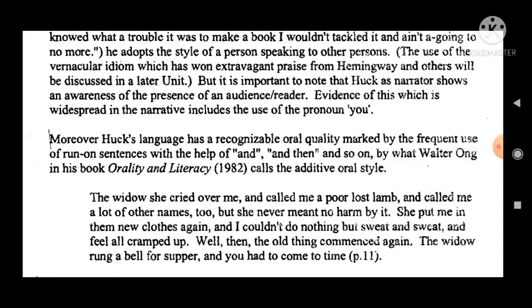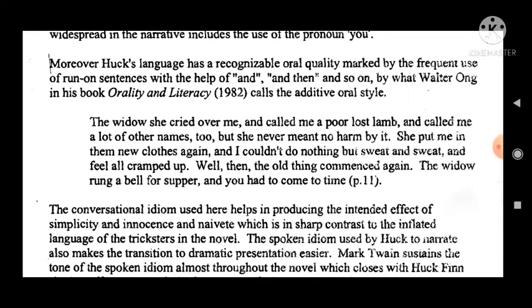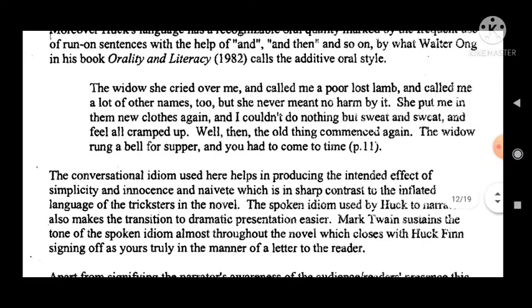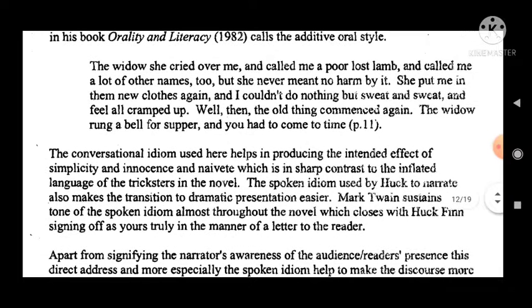"The widow, she cried over me and called me a poor lost lamb and called me a lot of other names too, but she never meant no harm by it. She put me in them new clothes again, and I couldn't do nothing but sweat and feel all cramped up."